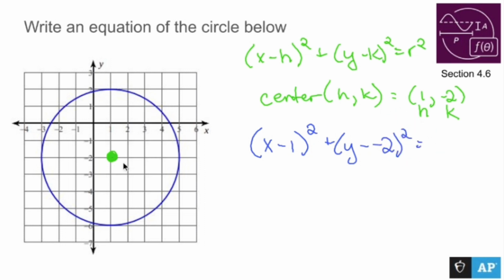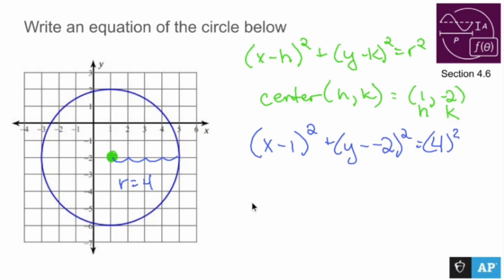Well, the radius is not that bad to find. Don't try to find the radius diagonally. Just count up, down, left, or right until you hit the outside of the circle. 1, 2, 3, 4. So the radius is 4. So that equals 4 squared.